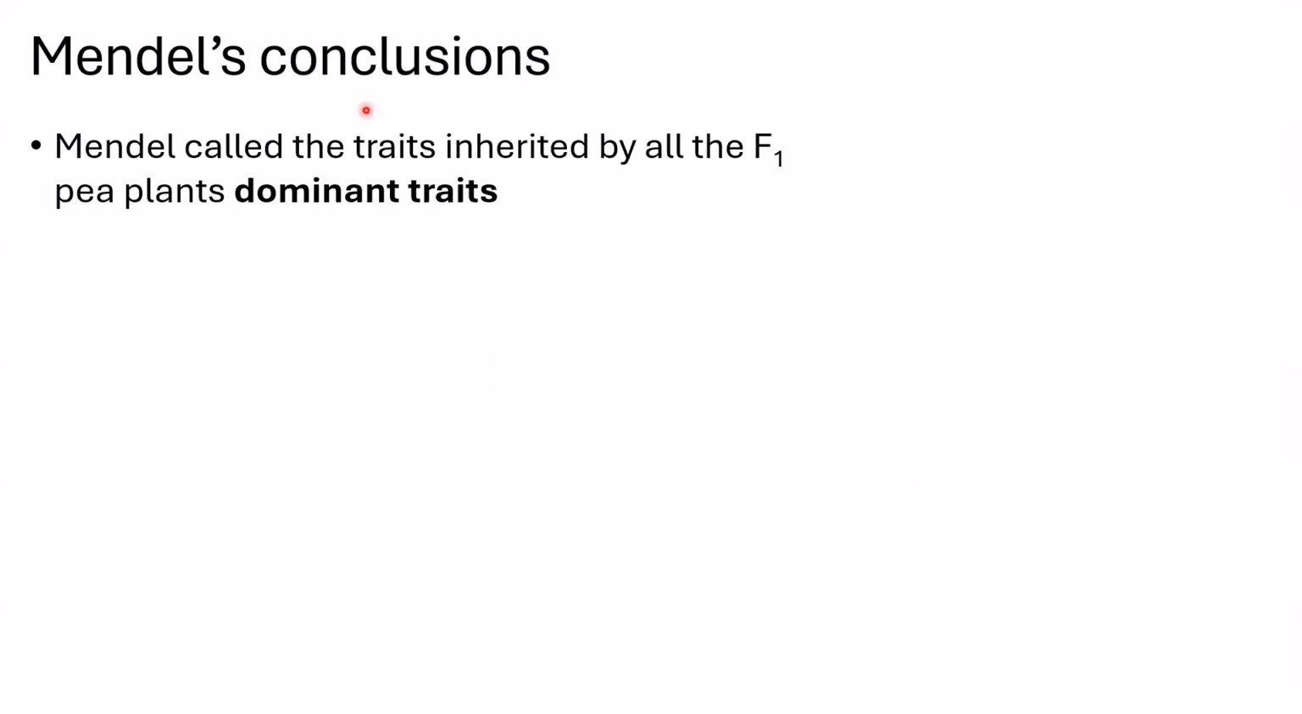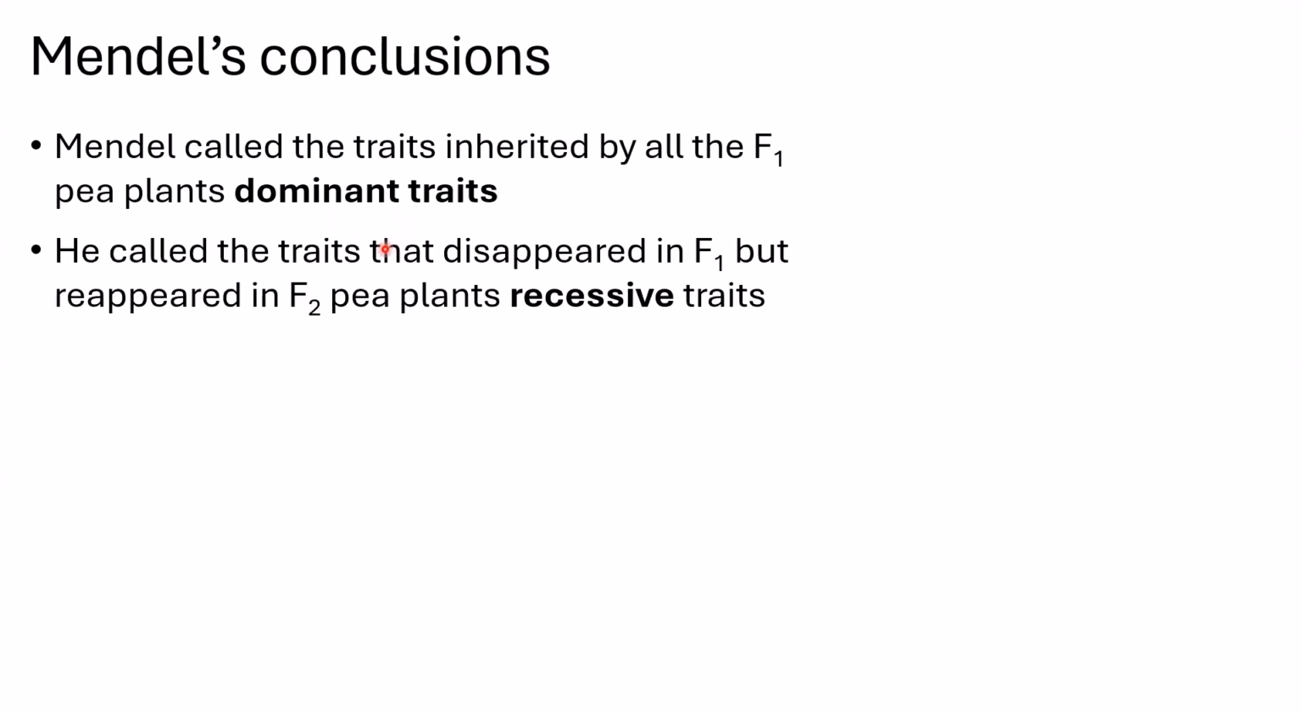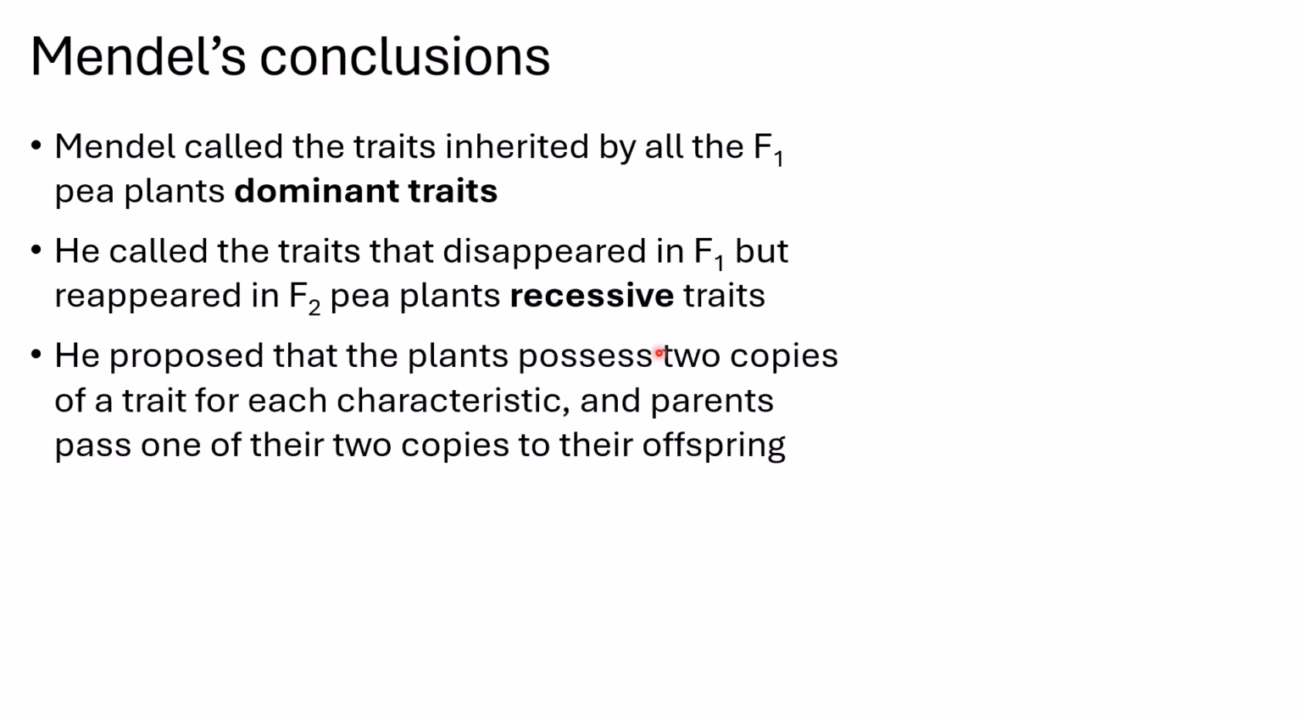Mendel decided to call the traits that were inherited by all of the F1 pea plants dominant traits, since they seemed to completely overtake the other trait. He called the traits that initially disappeared in the F1 generation, but reappeared in some F2 generation plants, the recessive trait. From these observations, he also proposed that the pea plants possess 2 copies of a trait for each characteristic, and parents pass one of their 2 copies to their offspring.